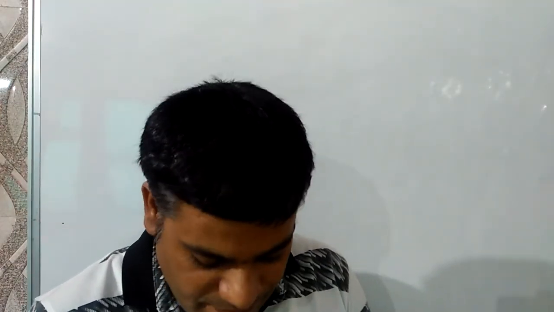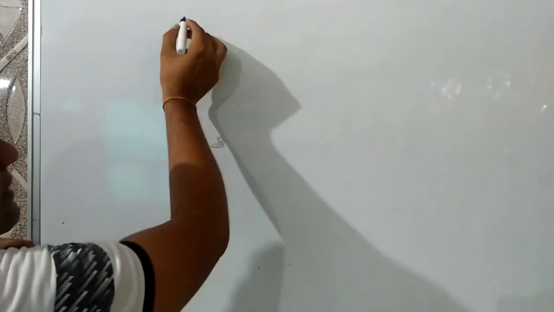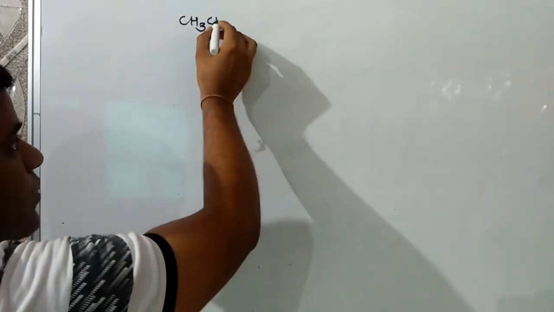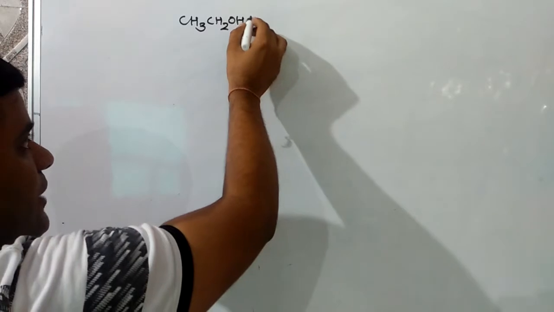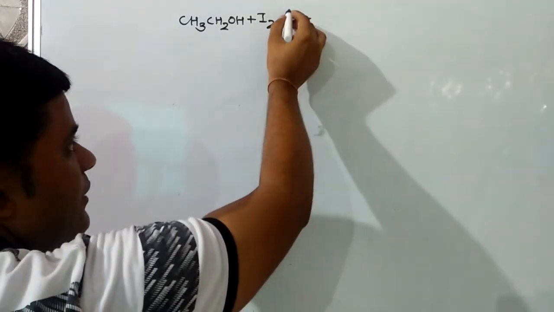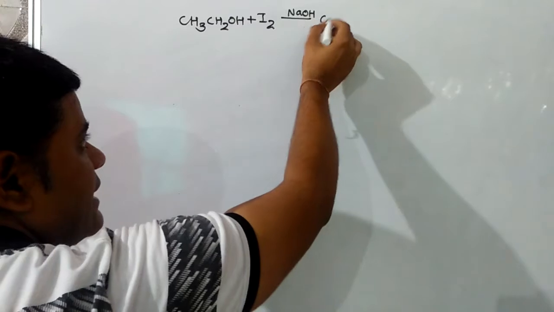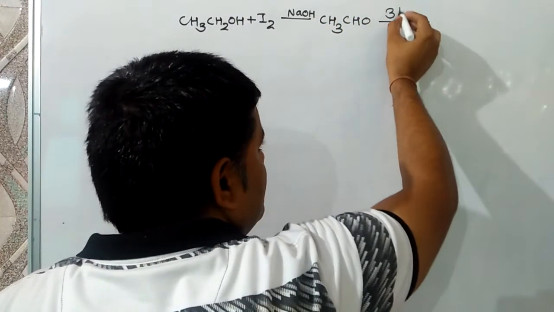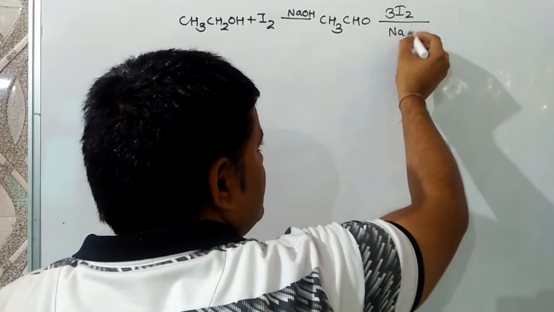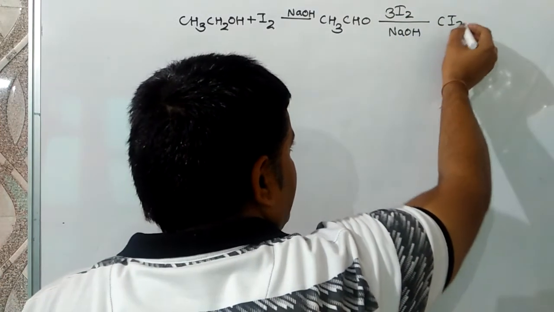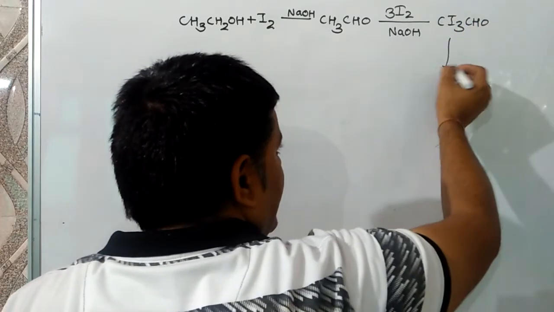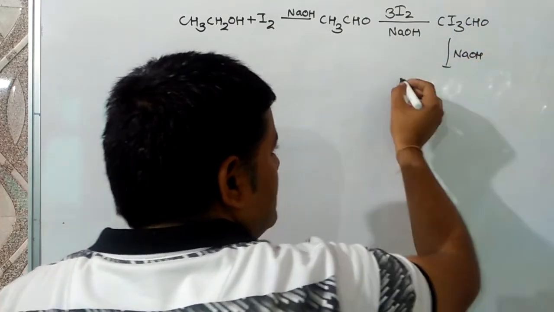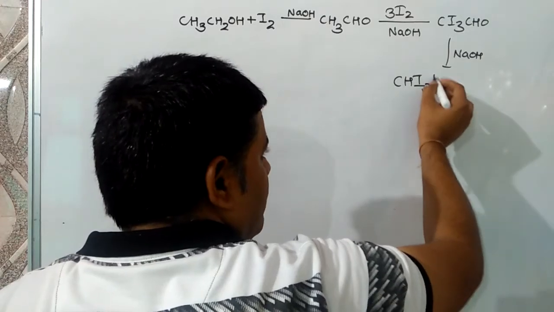In this test, ethyl alcohol will produce a yellow precipitate of iodoform. The reaction is that ethyl alcohol, CH3CH2OH, reacts with iodine in presence of NaOH to produce acetaldehyde, and then acetaldehyde reacts further with iodine in presence of NaOH to produce triiodoacetaldehyde, and this reacts with NaOH to produce a yellow precipitate of iodoform.